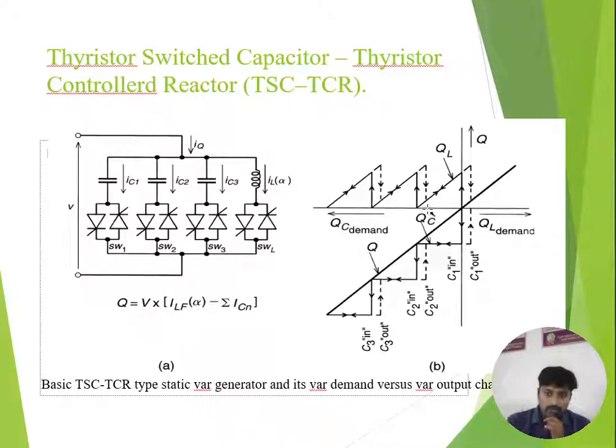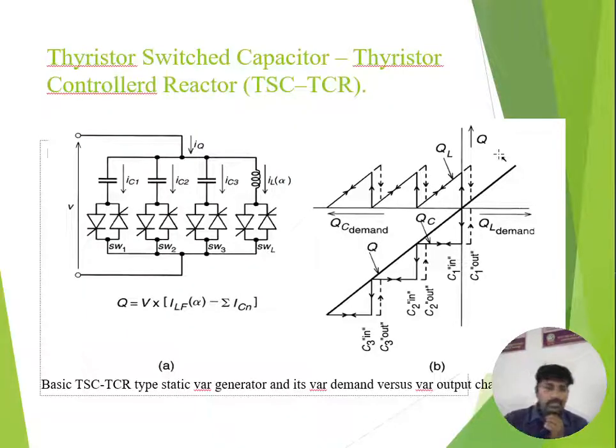From the variable capacitance operation point of view, we are varying sometimes from maximum to minimum and minimum to maximum, maximum to minimum and minimum to maximum. Like that, we will achieve this entire characteristic. So this is the thyristor switched capacitor and thyristor controlled reactor operation.